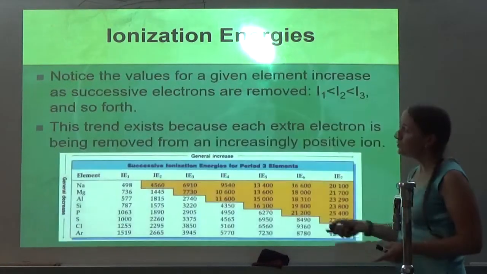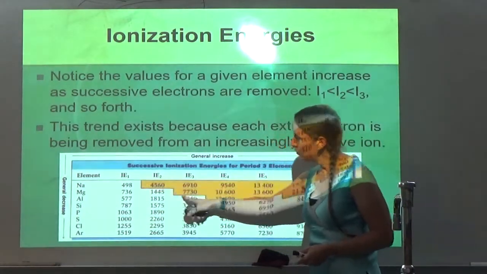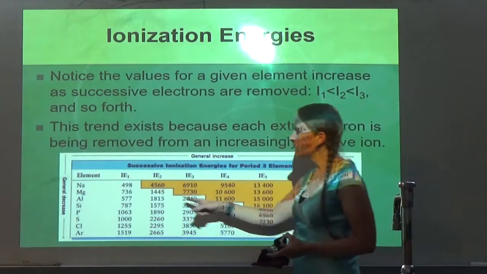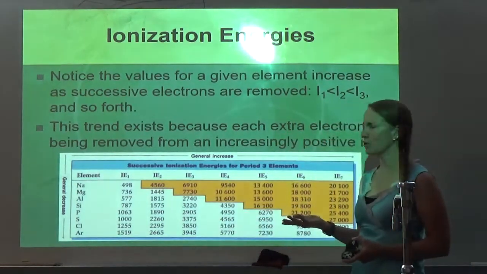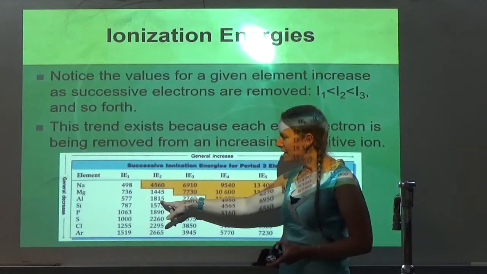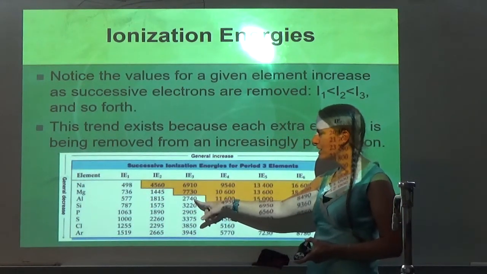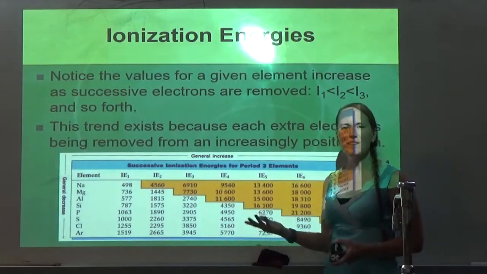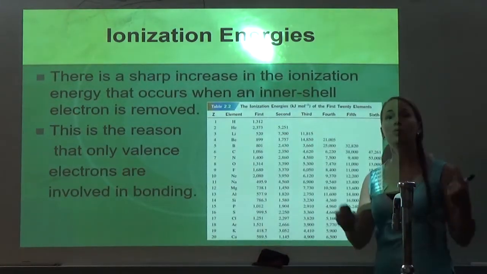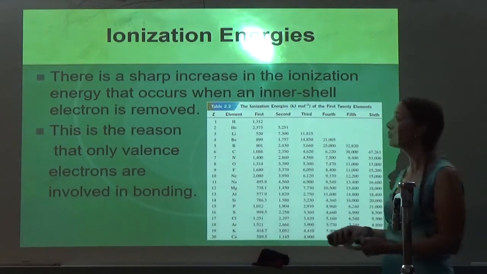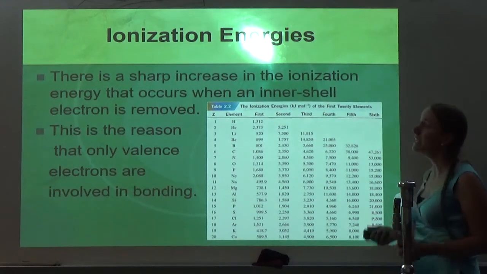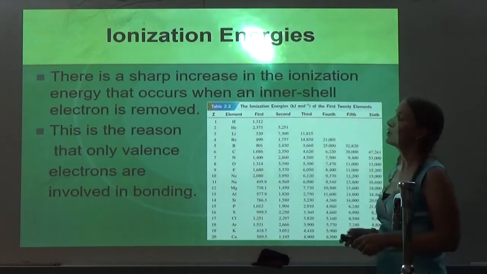What you may notice is that it increases every time, but sometimes you'll all of a sudden see a huge increase. For example, with aluminum, it's 577, 1815, 2740, but then all of a sudden it jumps up to 11,000. Why is there that giant jump? Well, that's based on whether you're trying to remove a valence electron or a core electron. There's a sharp increase in the ionization energy that occurs when an inner shell or core electron is removed.